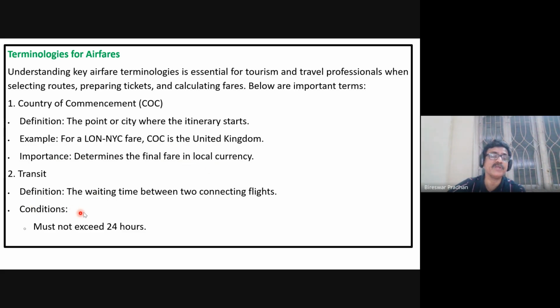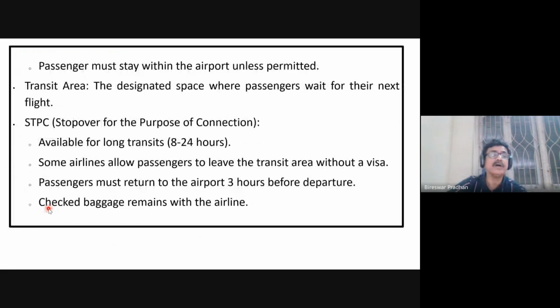Transit. Definition: the waiting time between two connecting flights. Suppose a flight is going from one place to another, what is the waiting time between the connecting flights? The condition is that it must not exceed 24 hours. Now, the passenger must stay within the airport unless permitted. The transit area is the designated space where passengers wait for their next flight.